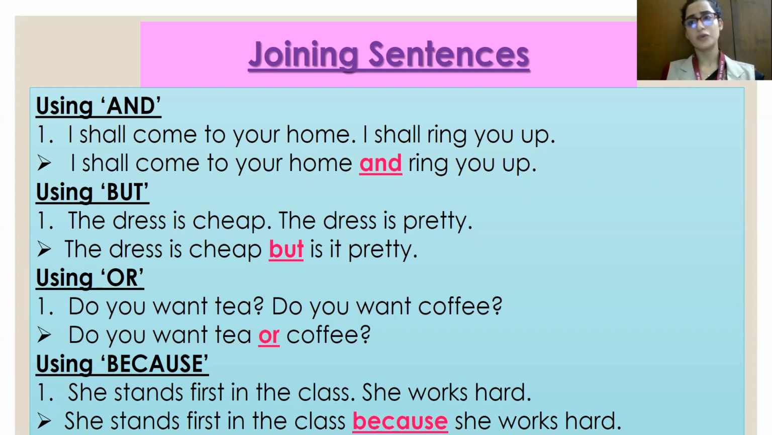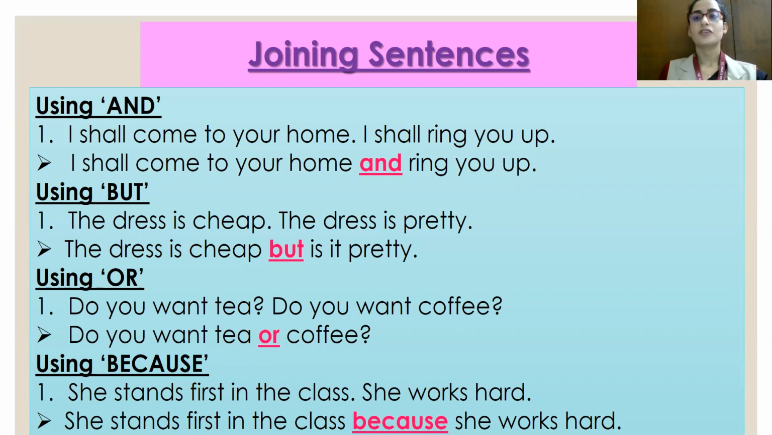Since the doer is only one, the same doer, I shall come to your home, and the same person is going to ring you up. So there is no use to repeat I shall again. Simple: I shall come to your home and ring you up, right? Then we come to using but. Another conjunction we have is but. Now, the dress is cheap, full stop, the dress is pretty.